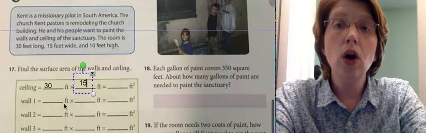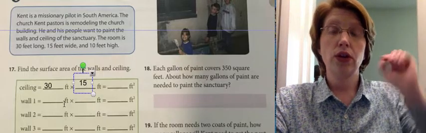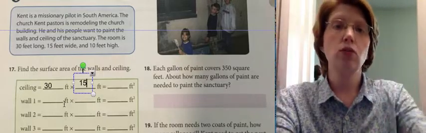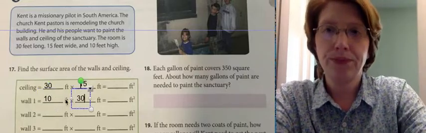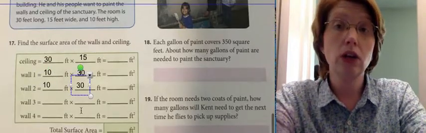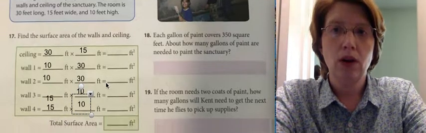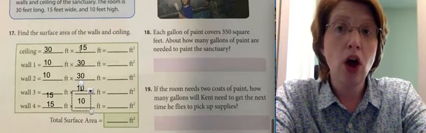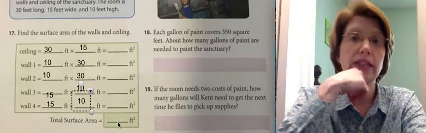Okay. Then the wall, though, is going to be high, so it's going to be 10 times 30. That's going to be 2 walls. So 2 walls are going to be 10 times 30. And then the other wall is going to go along the width. So it's going to be 15 times 10 and 15 times 10. Okay, so you're going to multiply all of each one of these and then add that up so that you have the total surface area.